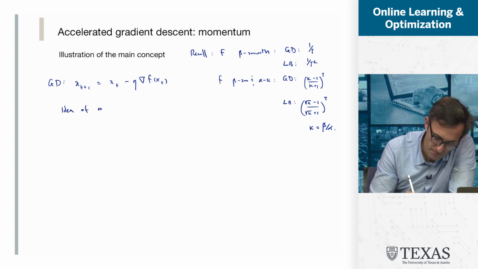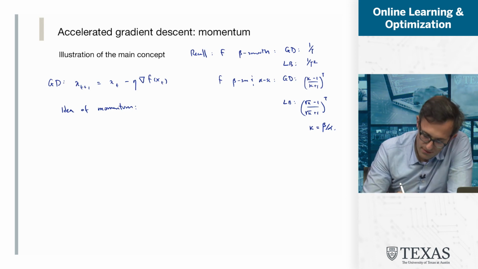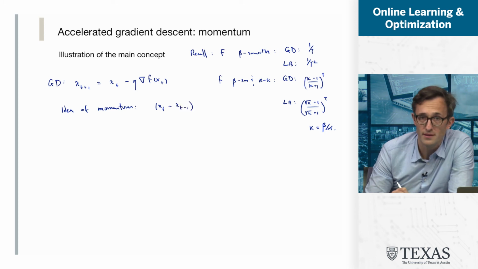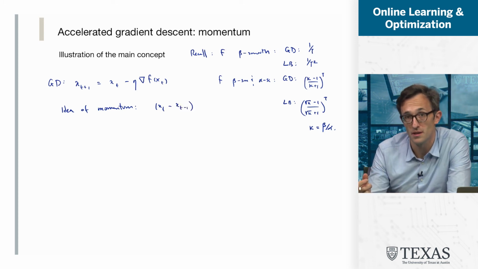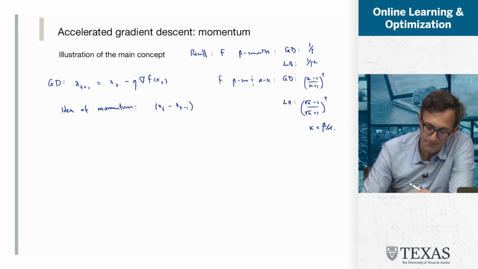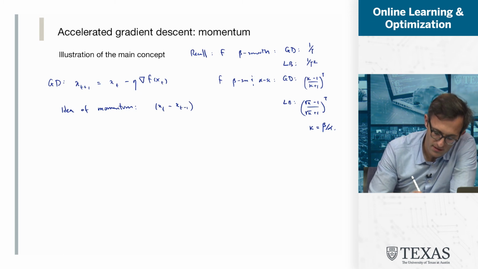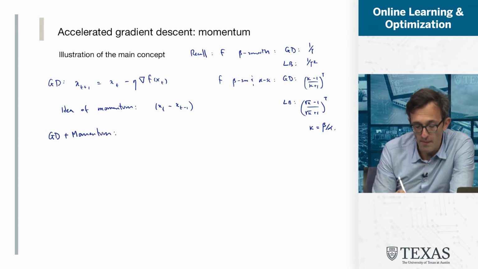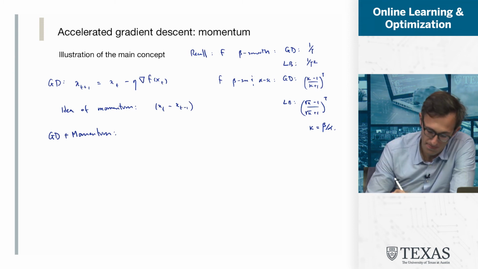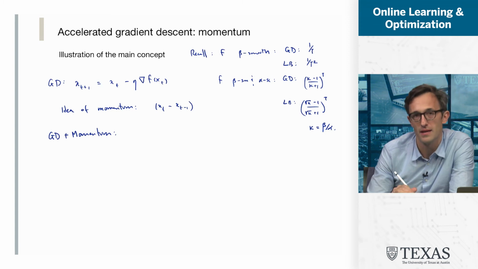So the idea of momentum is, if I look at the difference between xt and xt minus 1, this gives me the direction in which I was moving before. We can even think about that as something like velocity, potentially. So the idea of momentum is to incorporate momentum somehow into the bounds. We're going to see exactly how to do that in a little bit.